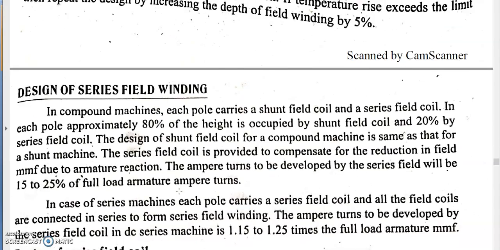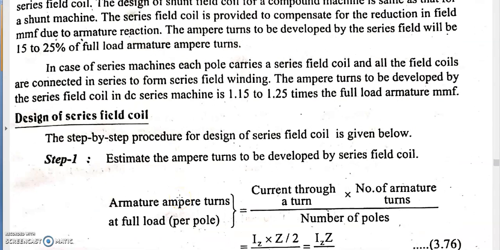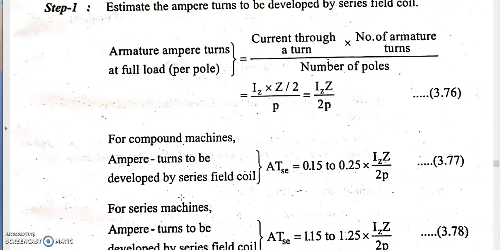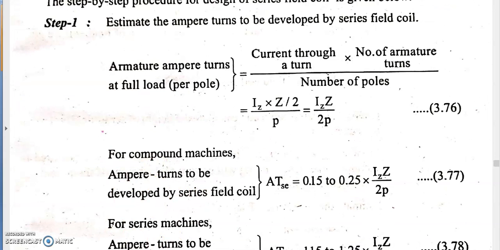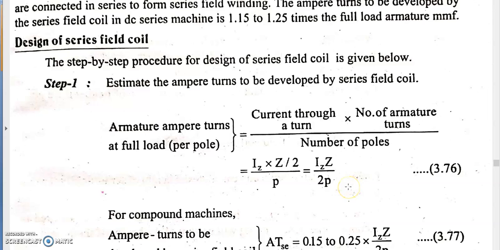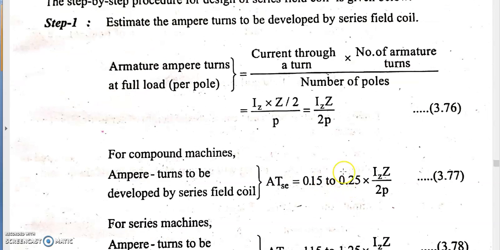In the same way we can design the series field winding also. In the series field winding, only this ampere turn calculation will differ. The ampere turns for the series field winding are going to be 0.15 to 0.25 times the full load armature ampere turns. Armature ampere turns is the conductor current multiplied by the total number of armature turns: the number of turns is Z by 2, and the current is Iz. So the actual armature ampere turns per pole is Iz into Z by 2P.